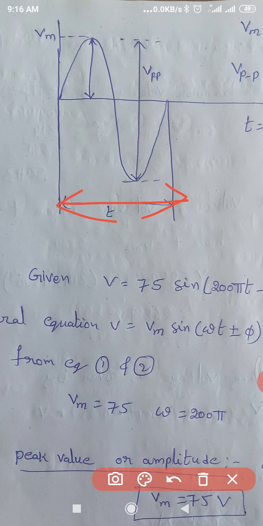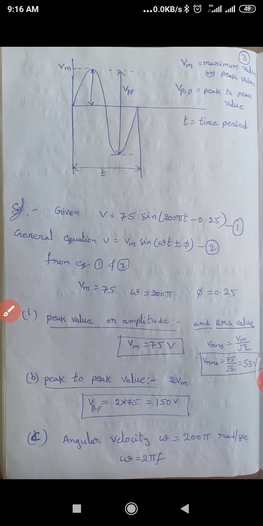So here, time period means the total time taken by the circuit for completion of one full cycle. It is called the time period T. This is about the waveforms. Not only a sine wave, if you take any type of waveform, from 0 to maximum value is called the maximum value Vm, and from positive peak to negative peak is considered the peak to peak value. And the time taken for one full cycle is called the time period of the waveform.